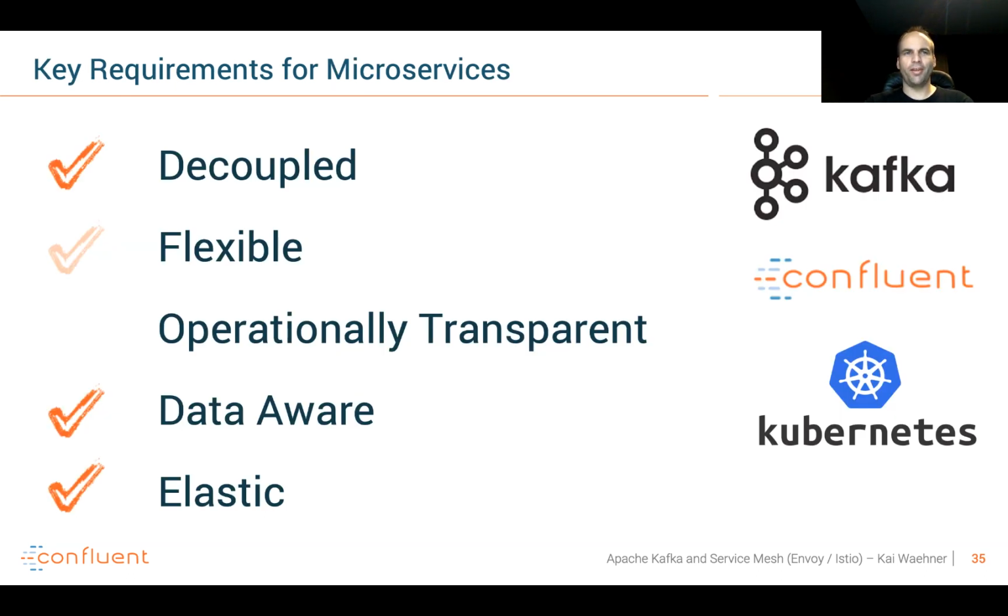So with that, if we reconsider the key requirements for microservices with Kafka and Confluent on Kubernetes, you still have the advantages of Kafka, like being decoupled and data aware. But in addition to that, you're now fully elastic with all the features of Kubernetes, like scaling up, scaling down automatically, doing rolling upgrades with the support of the operator tooling. And with that, you're even more flexible than before with just Kafka. So that's really huge. However, one big thing is missing, and that's the operational transparency, which is still not there yet. And also, you're still not that flexible regarding different configuration options for security and routing and so on.